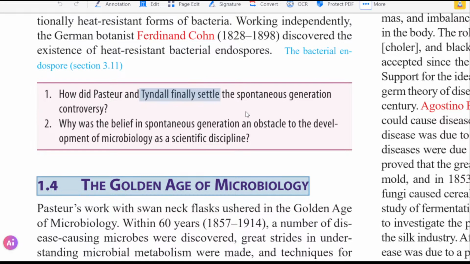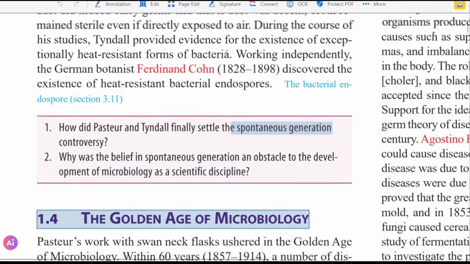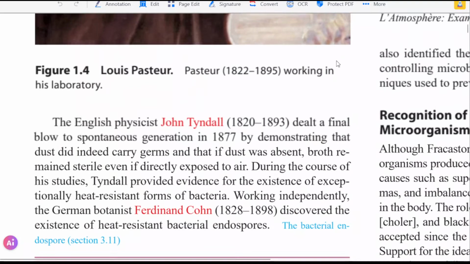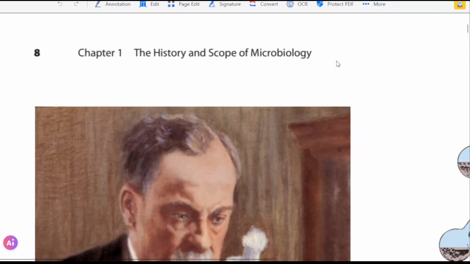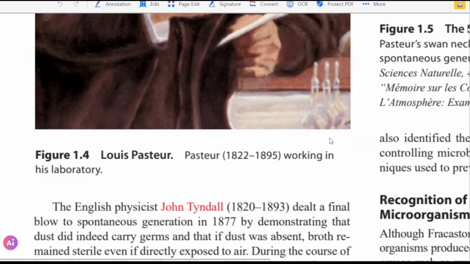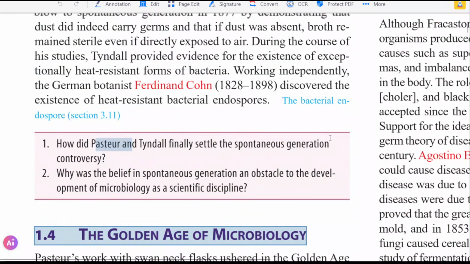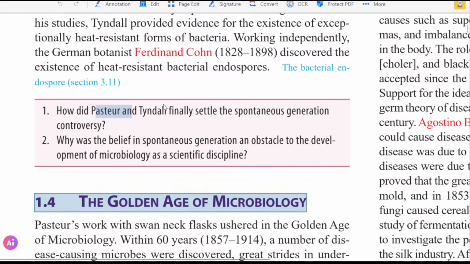So Tyndall settled the spontaneous generation by telling that the germs were the cause of the generation of the bacteria or the sprouting of the bacteria. It wasn't out of nothing, but Pasteur did multiple experiments, a series of experiments, and he proved that yeah, these were the microorganisms. And wait, Pasteur was the first one. I am sorry for the mistake. Pasteur clarified it first and then Tyndall, as said in the question.